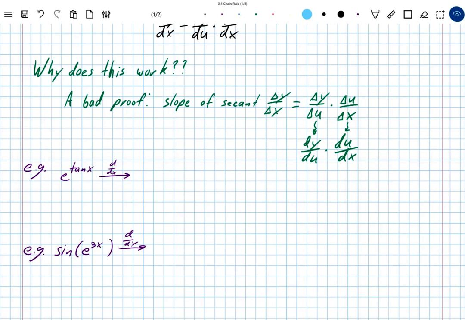Let's do this example. e to the tangent of x, can you recognize the inner and the outer function? Well, the outer function is e to the stuff. The inner function is this tangent of x. So what is the derivative of e to the stuff? Well, it's e to the stuff, that whole thing times the derivative of stuff. In this case, stuff is tangent of x. So what is the derivative of tangent of x? That is secant squared of x. That's it. Easy peasy. I mean, easy if you know all the steps. Eventually it'll be easy. Right now it might still be confusing.